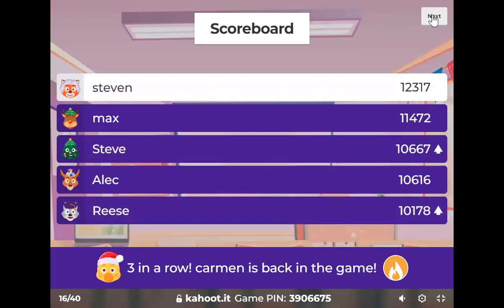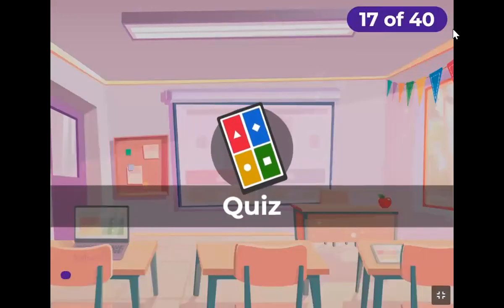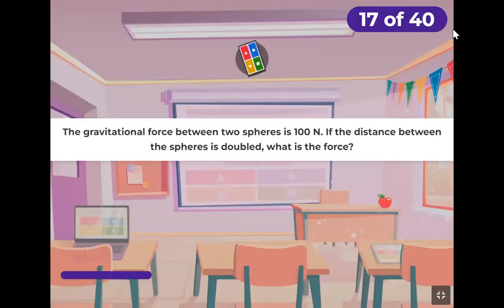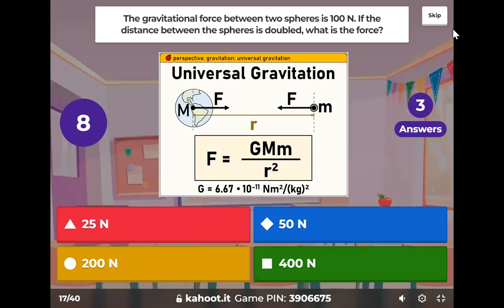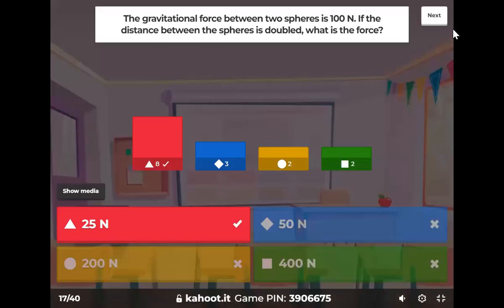Oh, we got Reese, Alex, Steve, Max, Steven. Gravitational force between two spheres, 100 newtons. If the distance between those is doubled, what's the new force? So should it be a quarter of its value? If you double the distance, 1 over 2 squared.